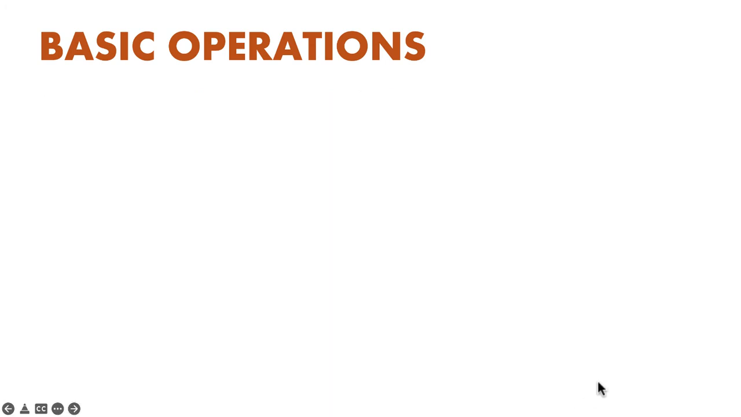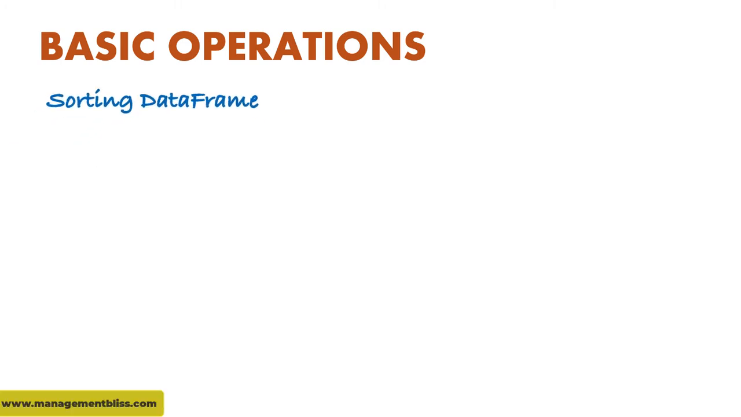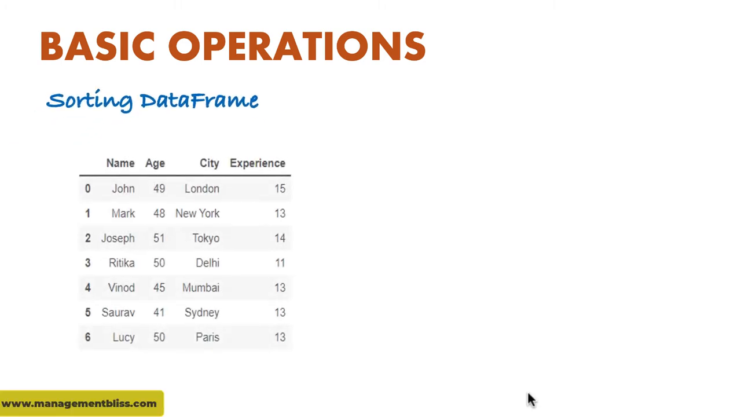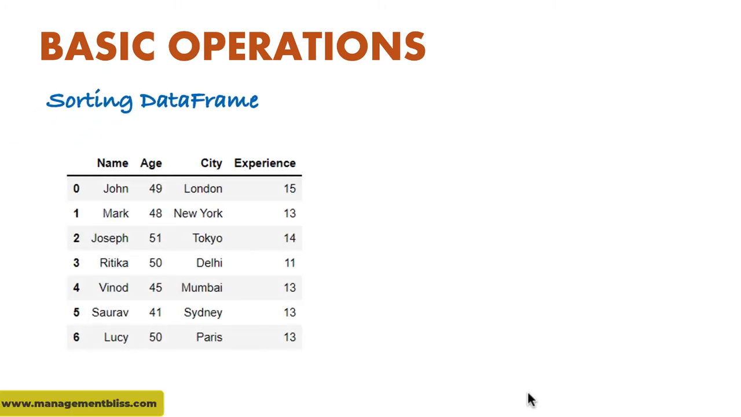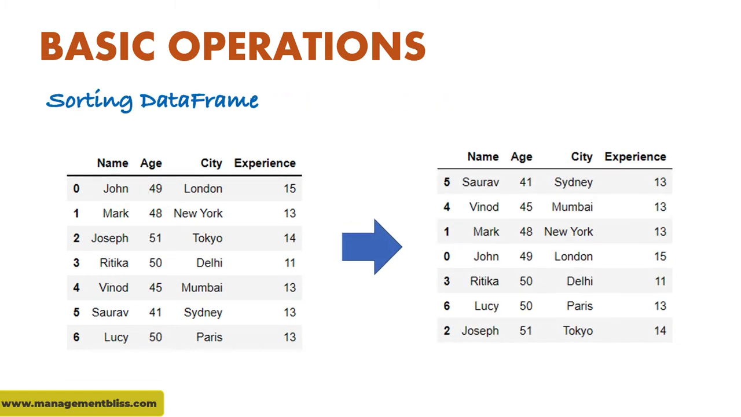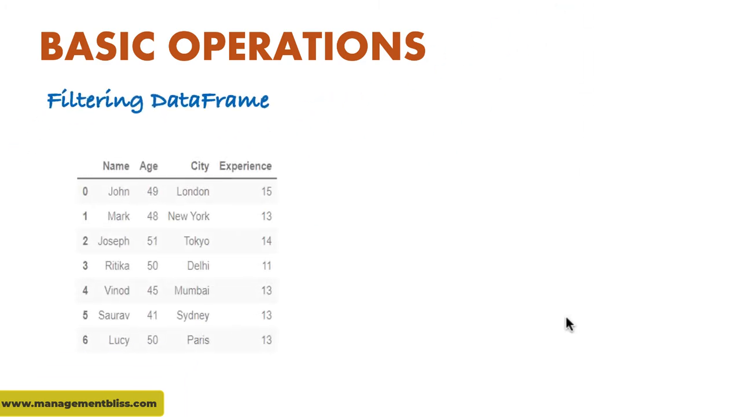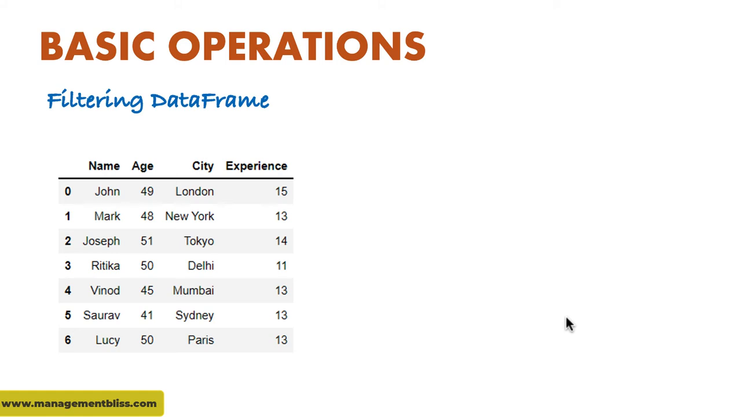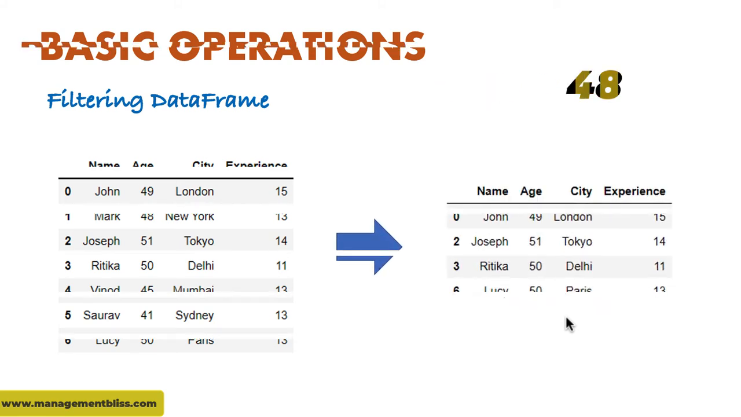Another useful operation is sorting a data frame. Let's say we want to sort this data frame based on age column values. We can do the same using the Pandas library. Pandas also provides support for filtering data from a data frame. Assuming from this data frame, we can select only those values where the age of employees is greater than 48.